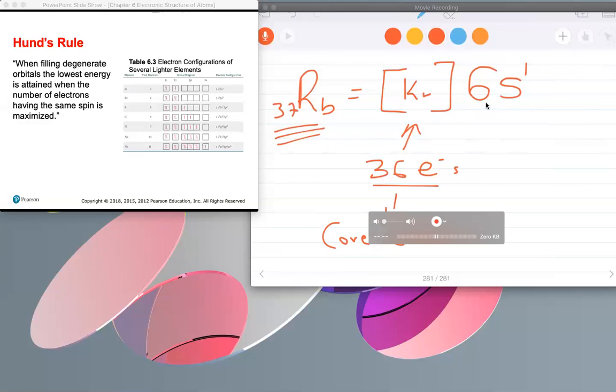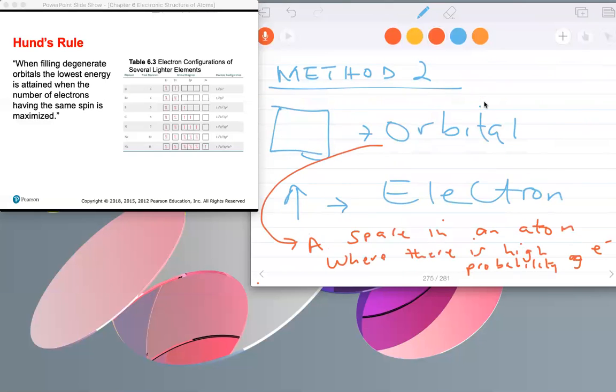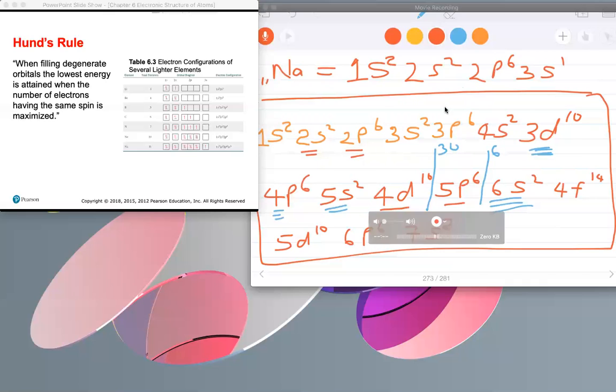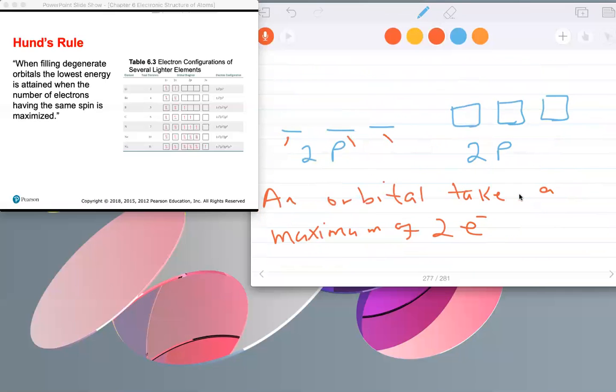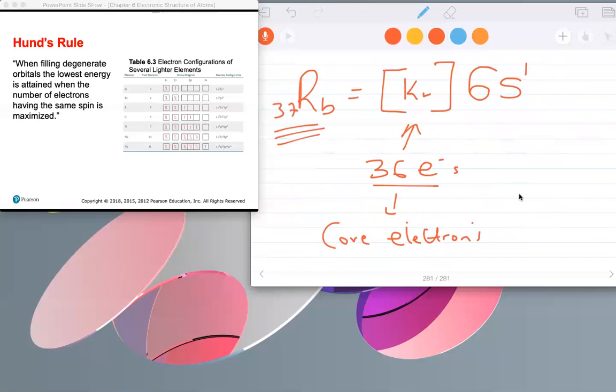There is no way you can just memorize and say 7s1 or 5s1 unless you go to the fast method. How will I know that? You have to do the math: 36, how many do I still need to get to 37? I need only 1, in 6s1. And this is the third method of writing electron configuration of elements.